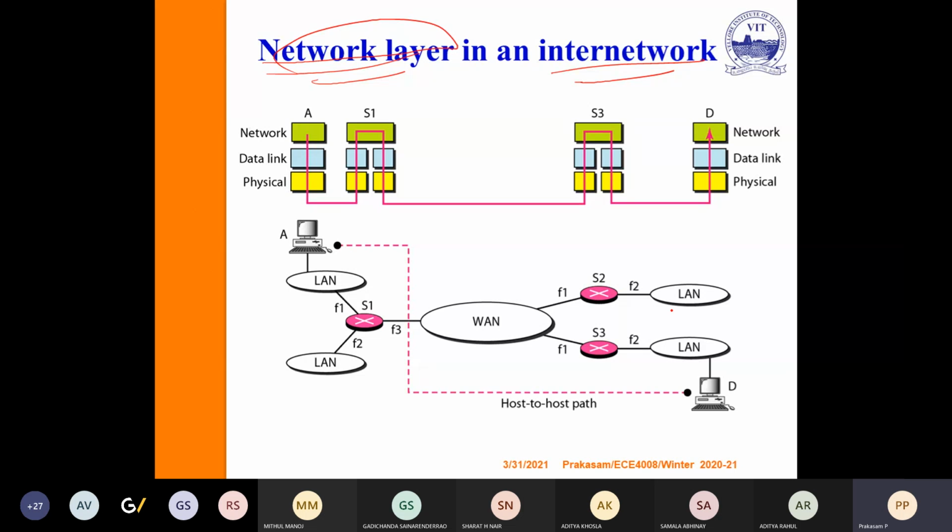Suppose I am connecting different networks using the network layer, then only one link is sufficient. That is nothing but host to host, from this host to this host.